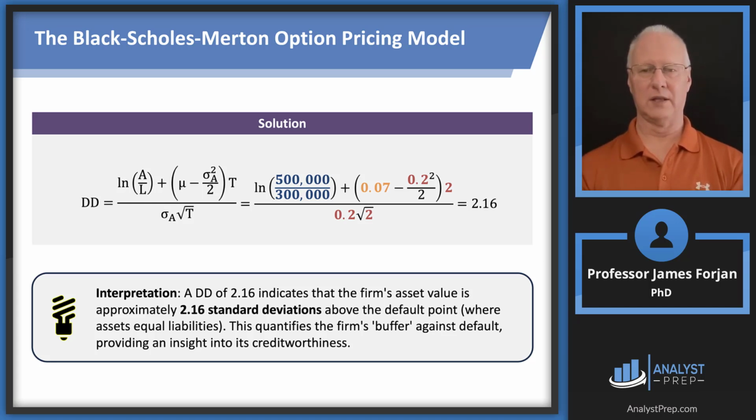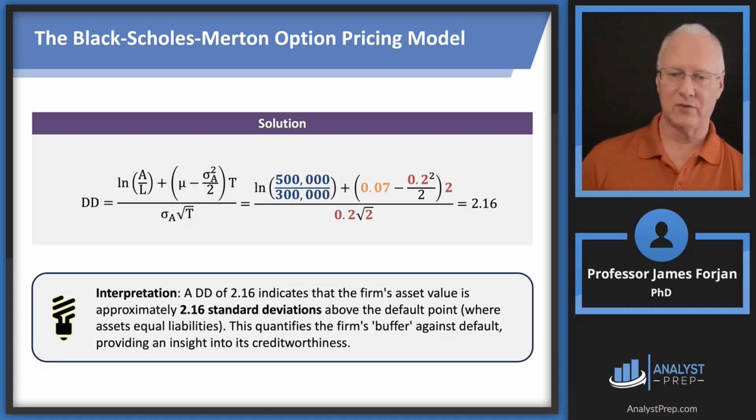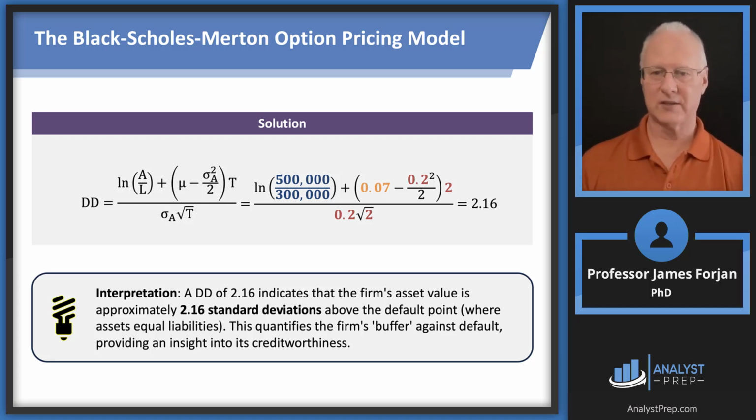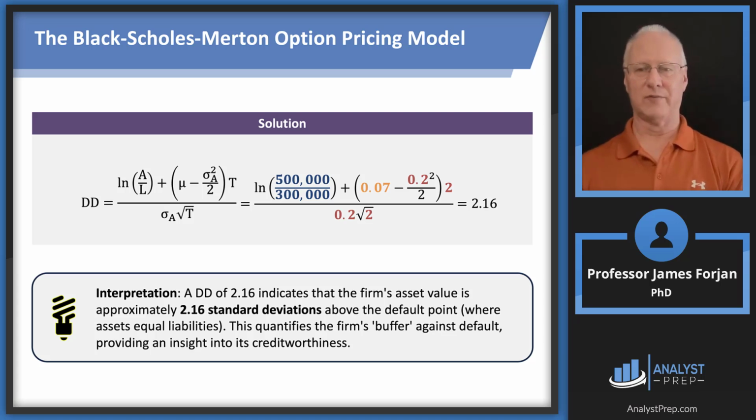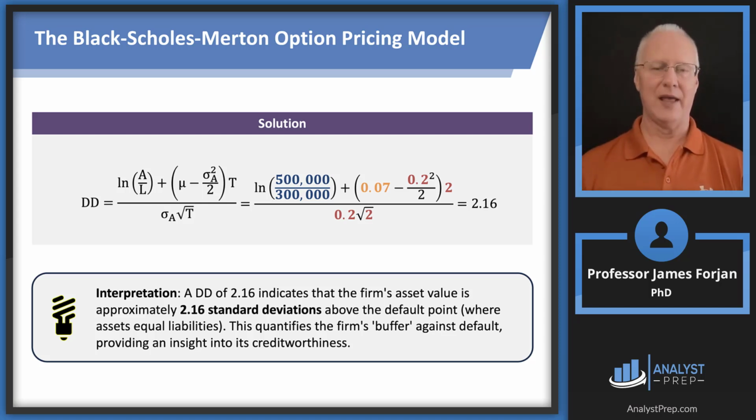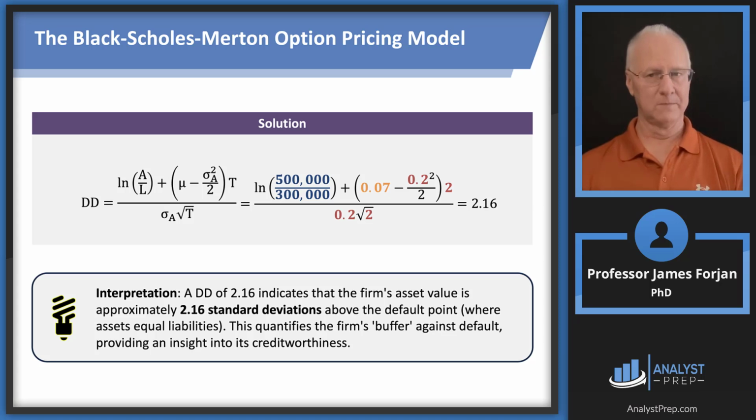So look at the interpretation down at the bottom. What that means is that this 2.16 is kind of a buffer against default. So what we can do is that the firm's asset values, the net present value of all these assets, can move 2.16 standard deviations, which will keep it above that default line or default point. So you get the sense of how that acts as a buffer.